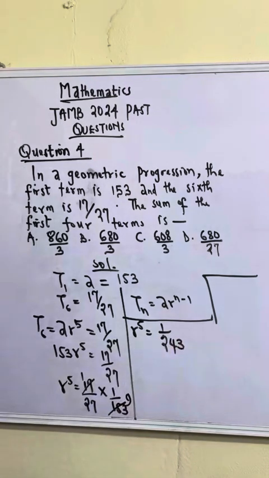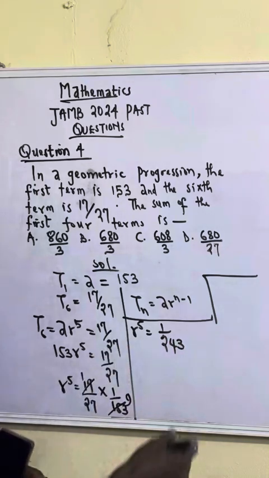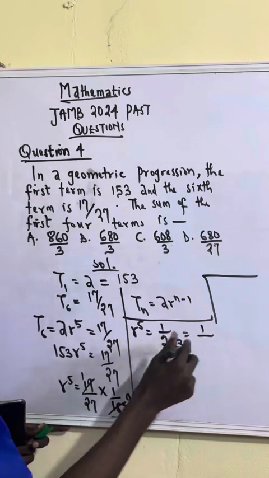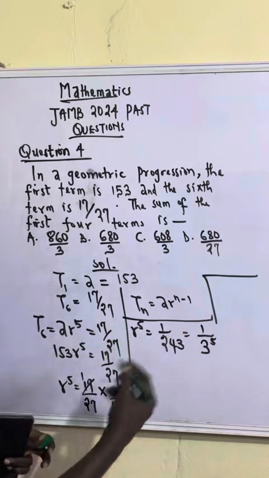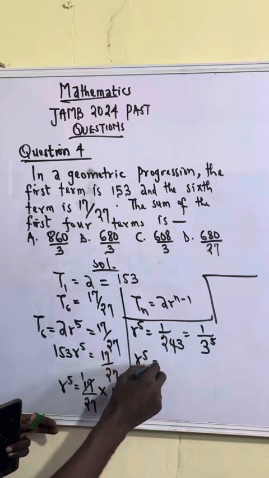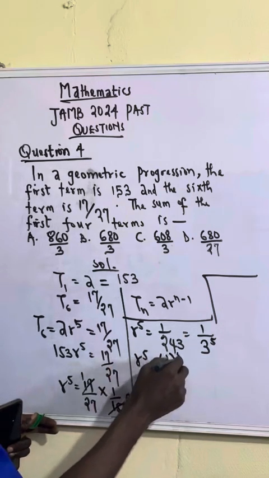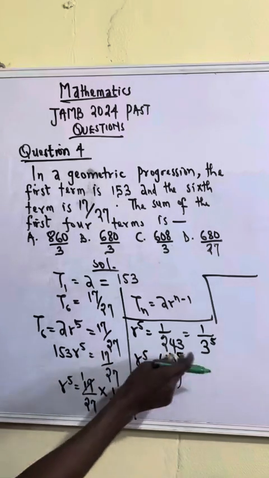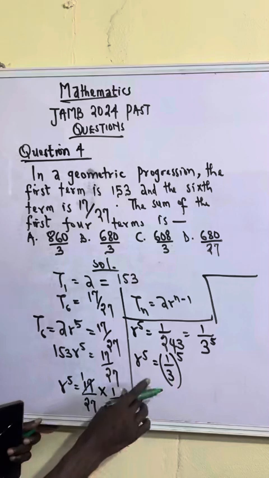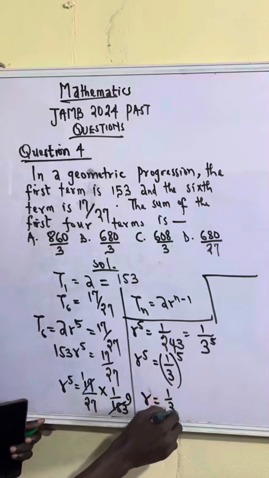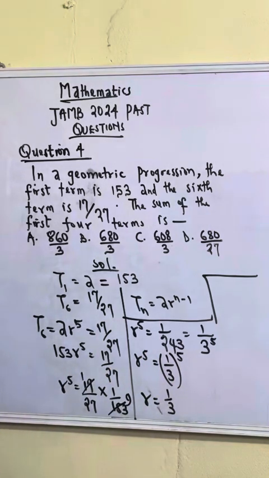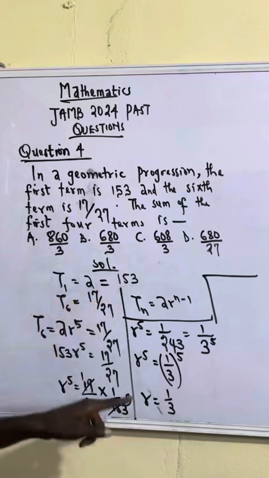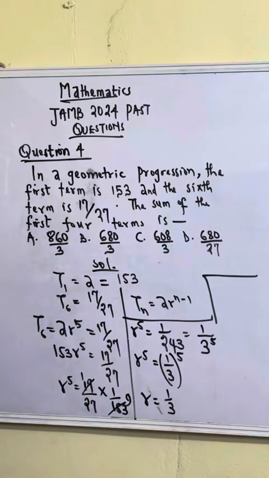I want to get the value of R from here. I can rewrite 243 as 3 raised to power 5. So R raised to power 5 equals 1 all over 3 raised to power 5. Since we have the same powers, the bases will be equal. So R equals 1 over 3. I have gotten my common ratio. I know my first term as 153 and the common ratio as 1 over 3. So the job becomes easier.